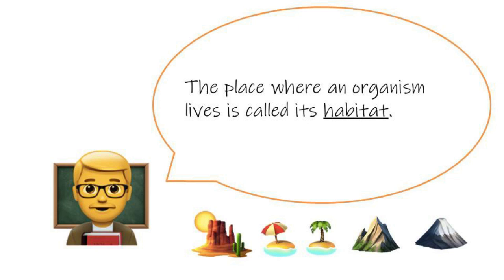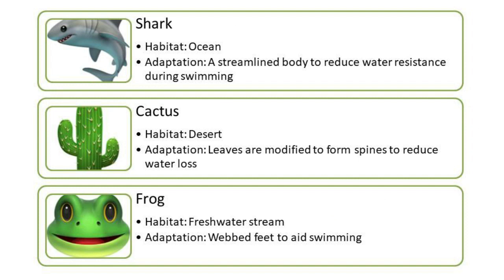Here are some examples. Shark's habitat is ocean. It's adapted to the ocean because it has a streamlined body to reduce water resistance during swimming. Cactus' habitat is desert. It's adapted to the desert as its leaves are modified to form spines to reduce water loss. Frog's habitat is freshwater stream. It has webbed feet to aid swimming.